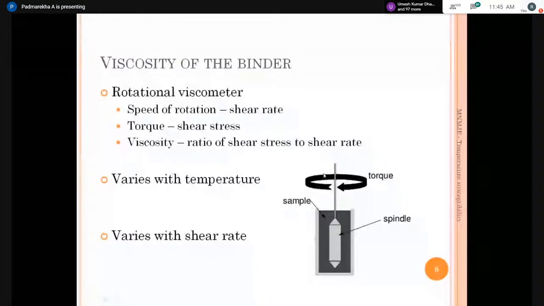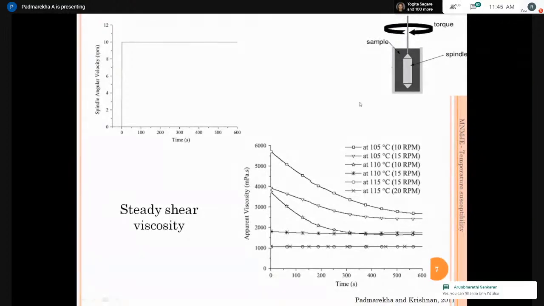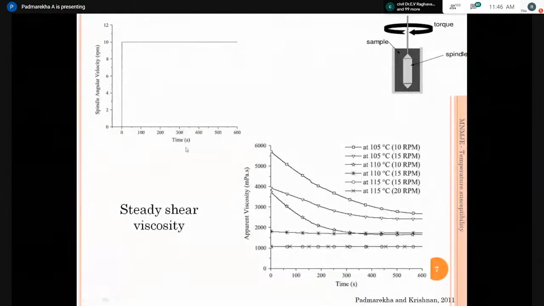Let us see some examples of viscosity plots which were collected. Say this is a viscosity measurement obtained for a VG30 bitumen using a rotational viscometer, the same setup. This angular velocity is the input that we give. We rotate the spindle at a constant speed for 10 minutes. This is just an example of how the steady shear test has been carried out. We rotate the spindle at a constant speed for a fixed duration of time.